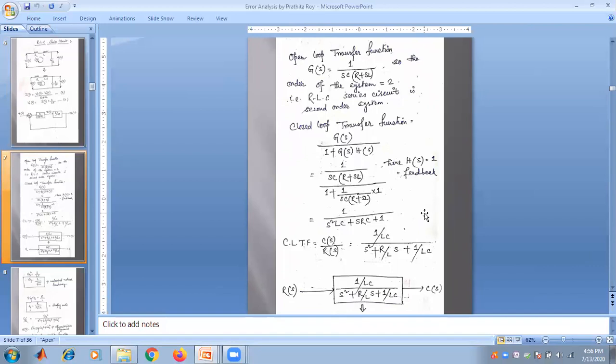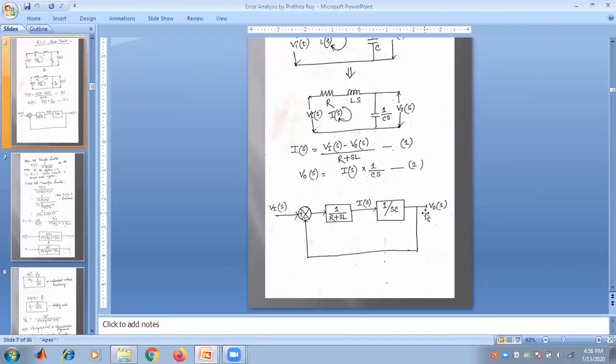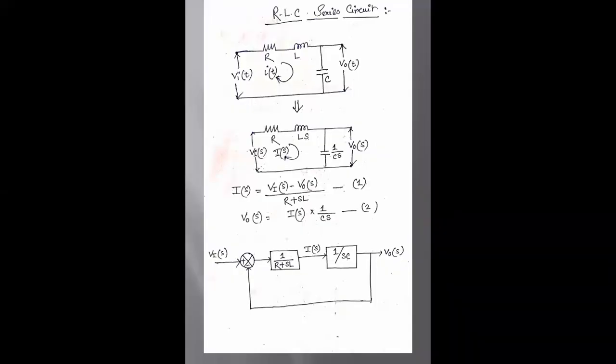Now if I concentrate on the open loop transfer function, the open loop transfer function G(s) equals 1 by sC into (R plus sL). So it is clear that the highest power of s in the denominator is 2. So the order of an RLC series circuit is 2.